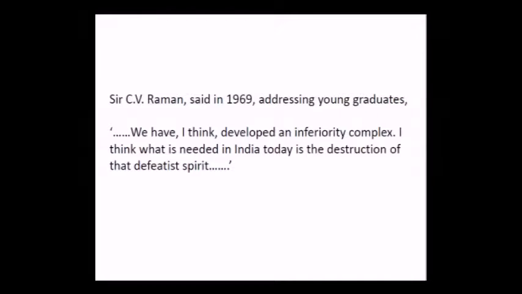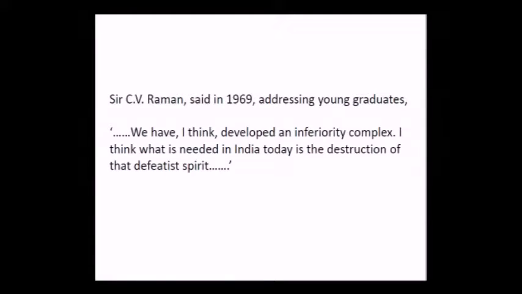He says, I think what is needed in India today is the destruction of the defeatist spirit. This was told to the young graduates back in 1970. So 1970, nearly 2014, 40-45 years later, why do we still have this? Not at a very basic level, just the person who has just managed to pass the exams, but a person who has achieved the gold medal award recognition, to say that I don't know what I'll be doing.